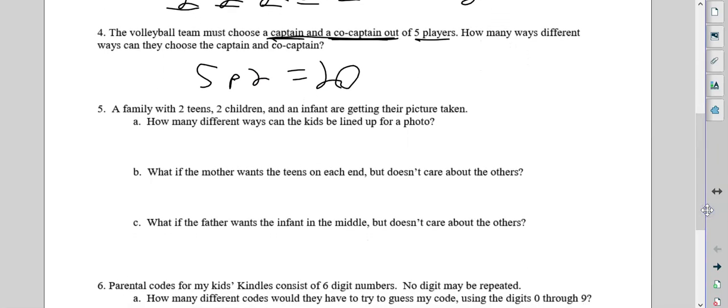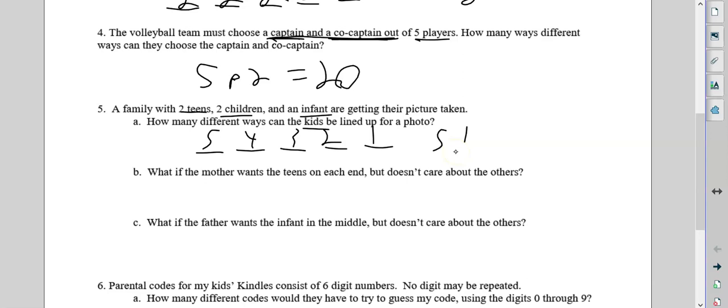All right, a family with 2 teens, 2 children, and an infant are getting ready to have their picture taken. How many different ways can the kids, just the kids, not the parents, be lined up for a photo? Well, there's 5 kids: 2, 4, 5. Okay? So that means there's 1, 2, 3, 4, 5. There's 5 kids that could be here, 4, 3, 2, 1. This is also 5 factorial, if you notice that.